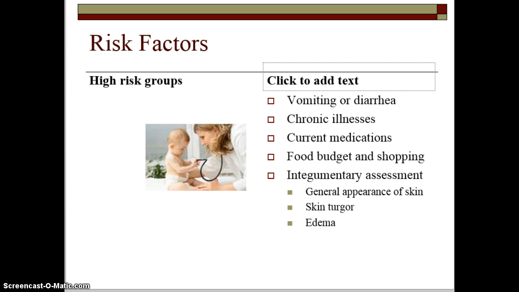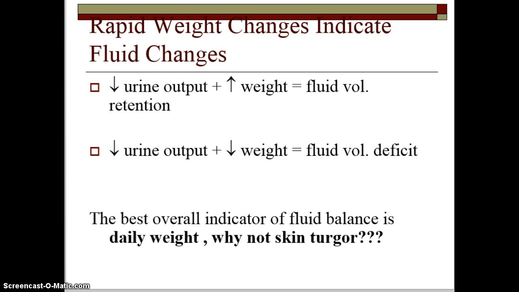Some of our risk factors as we look at our high-risk groups are vomiting and diarrhea, chronic illnesses, and meds they're taking. Do they have the food budget to buy healthy food and proteins? Then look at their skin. Older adults with very thin, fragile skin that are dehydrated, perhaps on steroids that are very hard on the skin, or on diuretics that keep them very dry, can have many skin issues and skin breakdown as a result of their other health conditions.